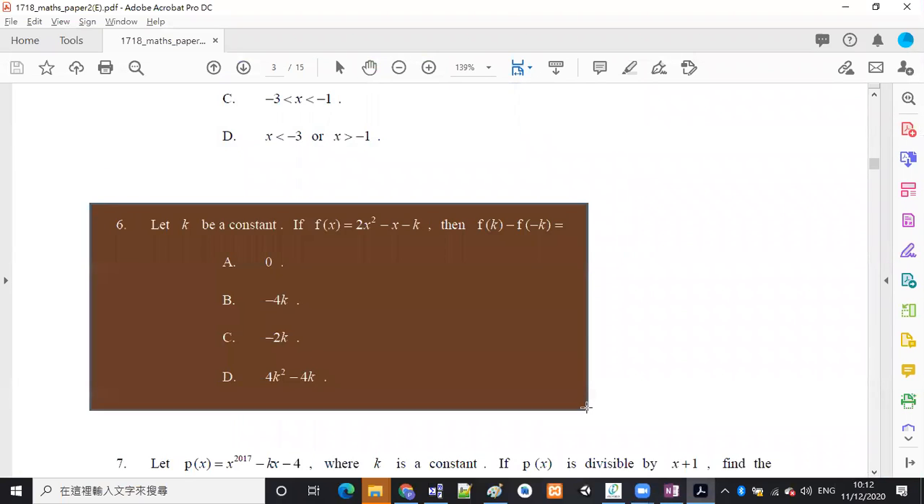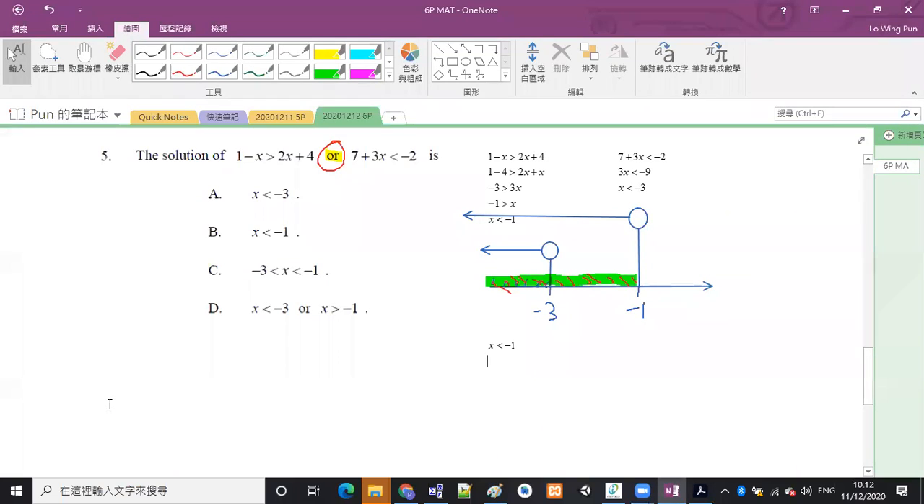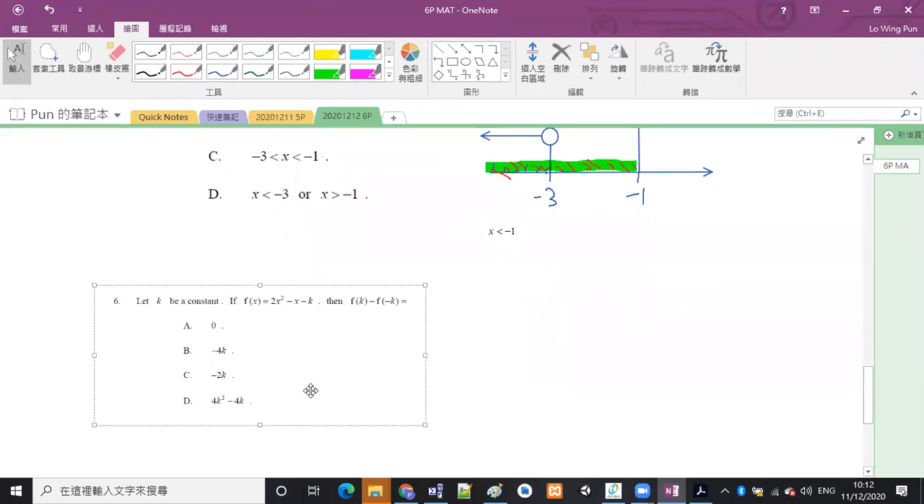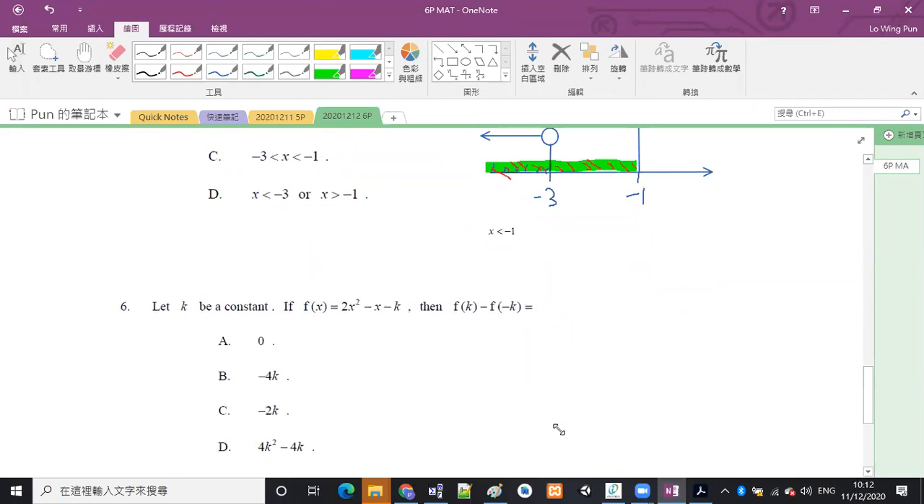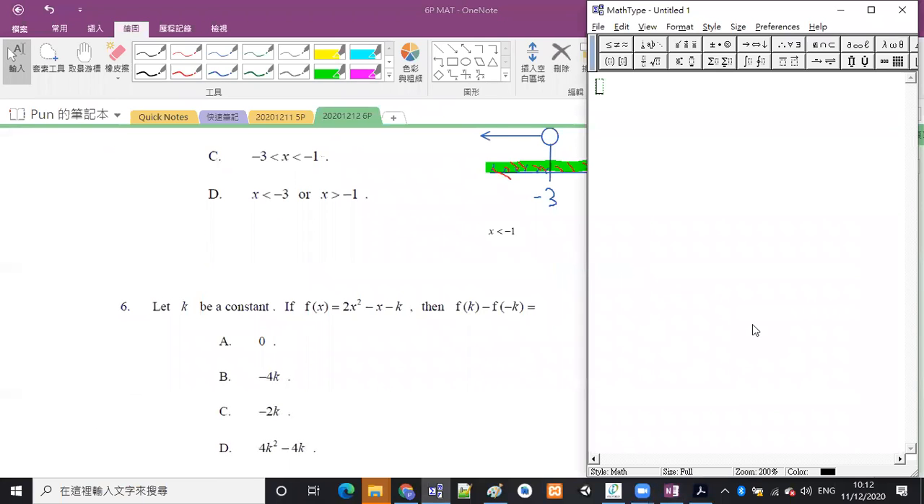Number 6 is a very straightforward one. Let k be a constant. We have a function f(x), and the formula is equal to 2x squared minus x minus k. And the question asks us to find f(k) minus f(negative k). We need to find f(k) and f(negative k) separately first.